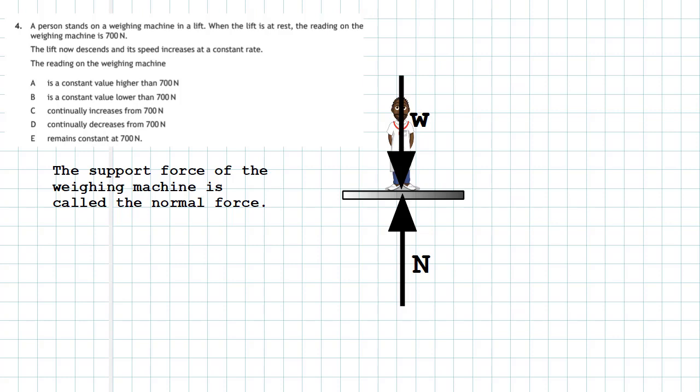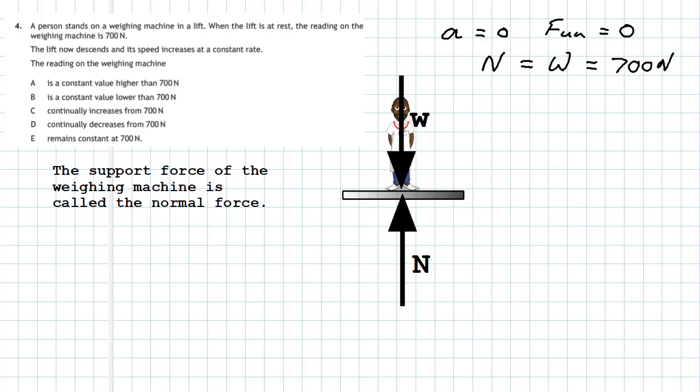So there's the situation. There's the two forces acting on that system at the moment. We have the weight of the person acting downwards, balanced by the normal force acting in the opposite direction. So when there's no acceleration, when the acceleration is equal to zero, then we have no unbalanced force. The unbalanced force is equal to zero. So the two forces must be balanced, and therefore the normal force is equal to the weight of the person. In this case, the weighing machine reads 700 newtons, so the weight of the person must be 700 newtons.